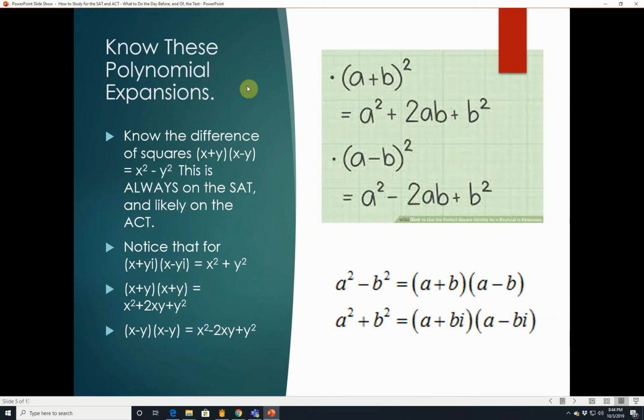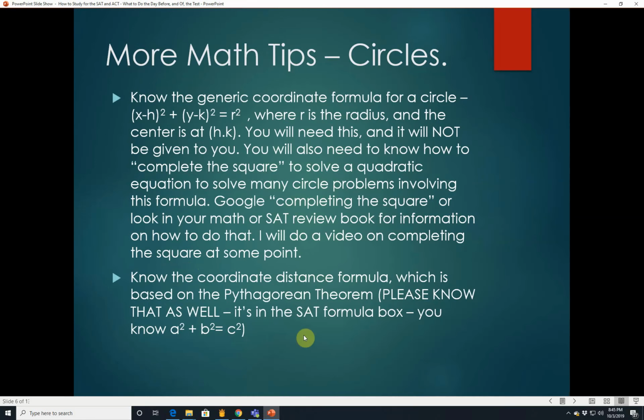You want to know these polynomial expansions. You should know the difference of squares. So x plus y times x minus y is x squared minus y squared. That's always on the SAT and likely on the ACT. Know these expansions here too. A plus b squared becomes a squared plus 2ab plus b squared. A minus b squared is a squared minus 2ab plus b squared. And notice that when you have imaginary numbers involved, x plus yi times x minus yi is x squared plus y squared. Make sure you know all those things.